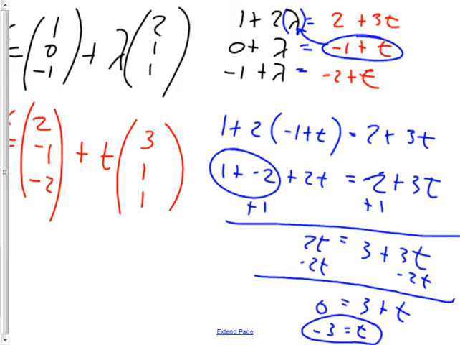And if t is -3, have I finished the problem? No. You got started, but you didn't actually figure out what lambda is. If t is -3, you got to stick that in for lambda. I'm going to choose to put it into this one because it's easiest because lambda's already solved on that other side. And I'll get -1 plus -3, so lambda is -4.